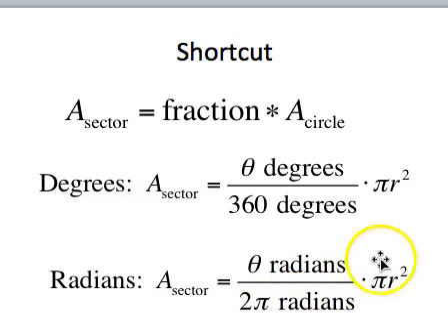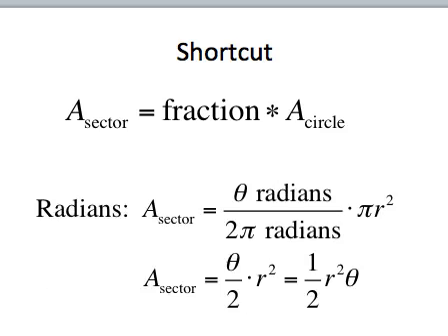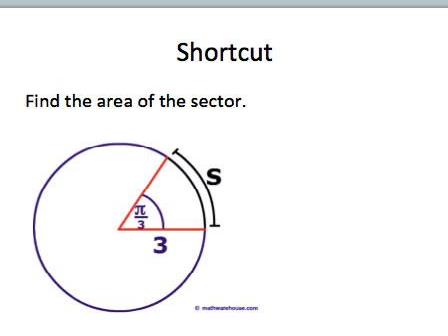You'll notice the pi's would cancel, and you'll get theta over 2 times r squared. So indeed, theta over 2 times r squared is what we see. We typically write that as 1/2 times r squared times theta. So if you can remember that, it's a useful shortcut. But frankly, I just prefer to go back to do the fraction times the area of a circle. But let's quickly do one example.